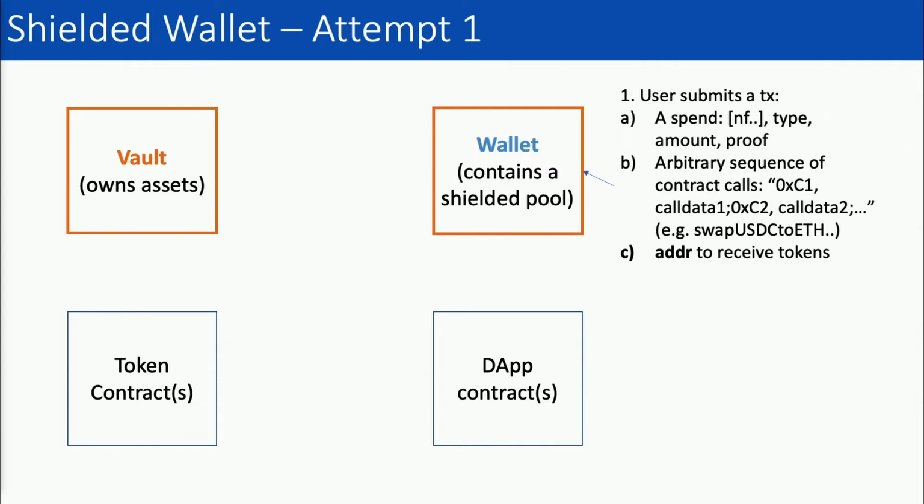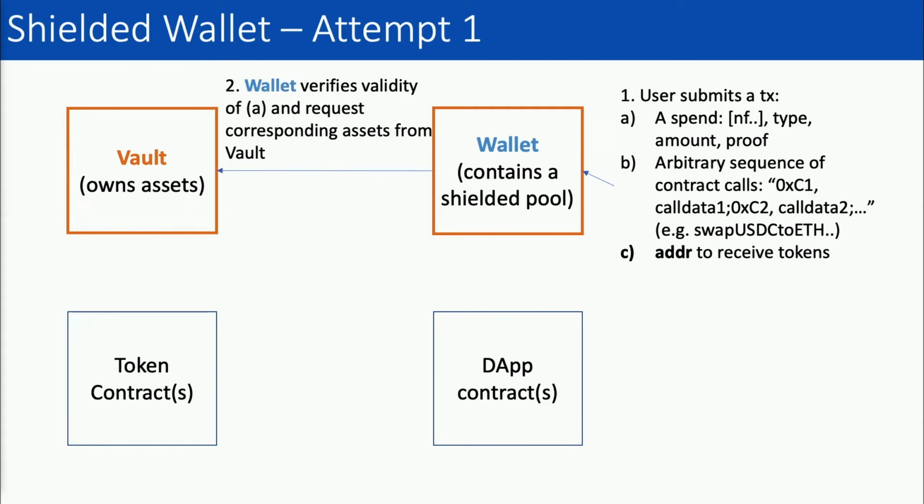So this is how it will work. The user now needs to submit something additionally to make the entire thing work. First, the user will submit a spend, right? And the second part is an arbitrary sequence of smart contract calls, and thirdly, a return address to receive the output tokens, right? And the wallet will first verify that the spend is valid, and then request the funds from the vault. And the vault will verify that the request indeed comes from the wallet, and then carry out the transfer of the funds that the user has proved that they spent.